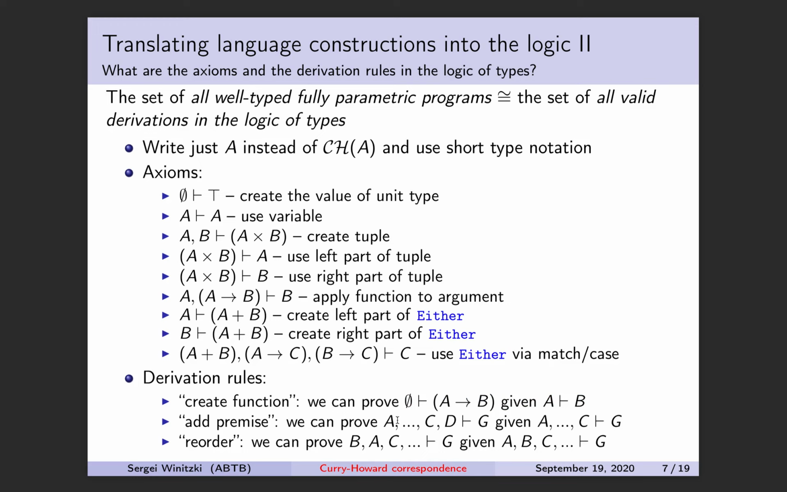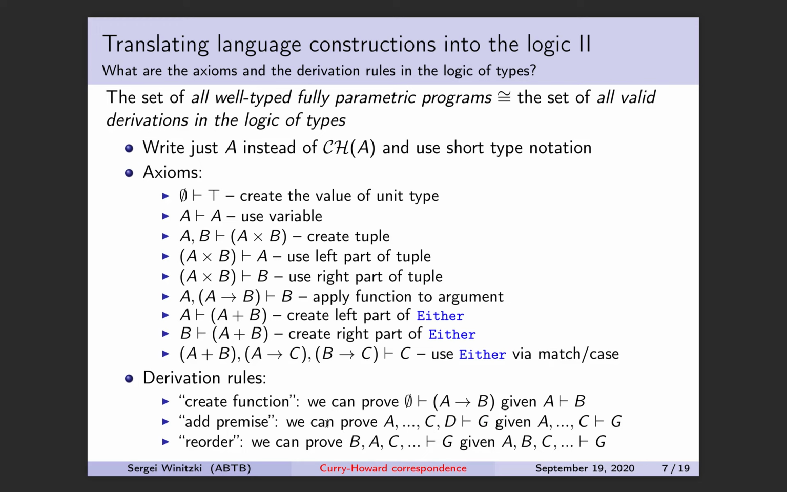So one rule adds a new unused premise. So this is a D, which is not used. We can already prove this sequent. So G can be computed in the program, a value of type G can be computed given values of these types. But we can have one more value of some other type, which we're not using, and that's okay. So we can still compute a value of type G. It's allowed to ignore some arguments.